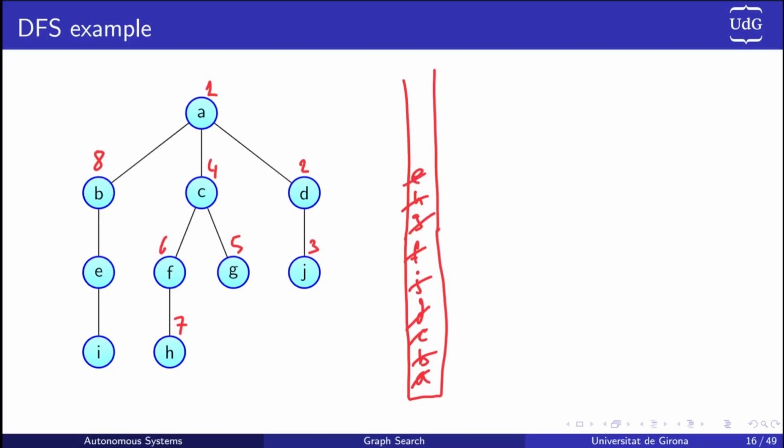At the moment that we remove E, this is 9. Then we add the child of E, that is I. And we remove this, that is 10, and that's all.